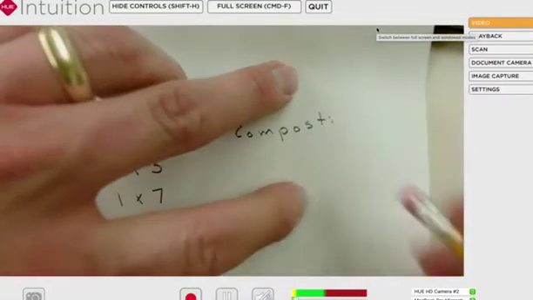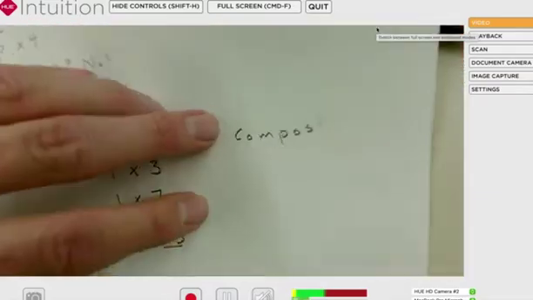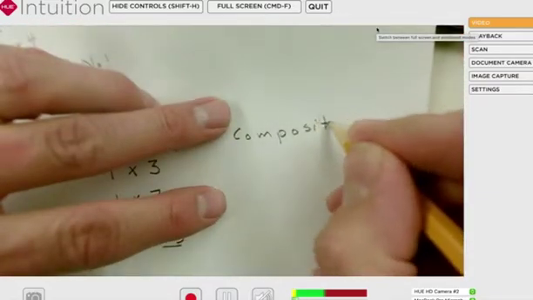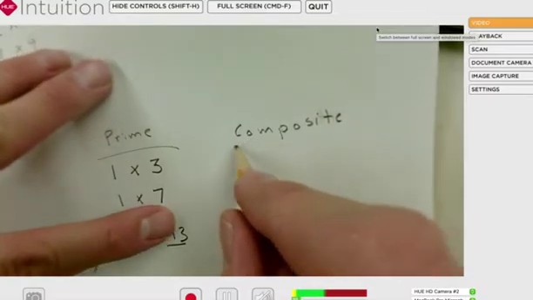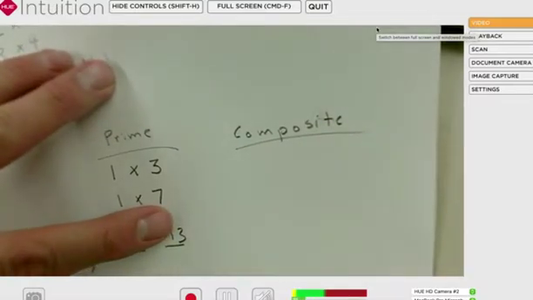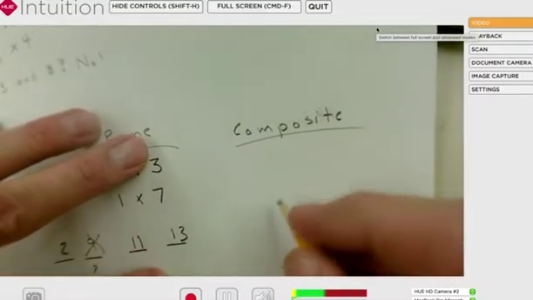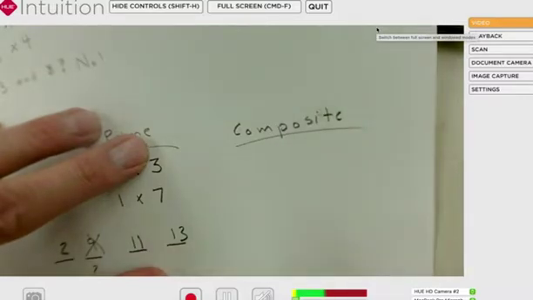C-O-M-P-O-S-I-T-E. Did I spell that wrong? Oh, that's so funny. Composite. This is how you know that I only do this in one take. I don't do multiple takes in my videos. If I make a mistake, kids, it's staying in there, and that's just the Mr. Brown way.